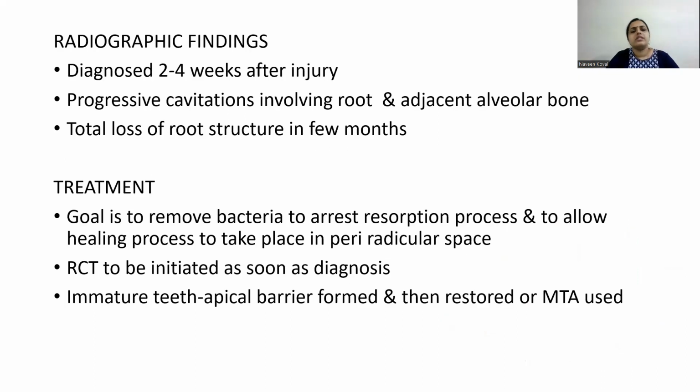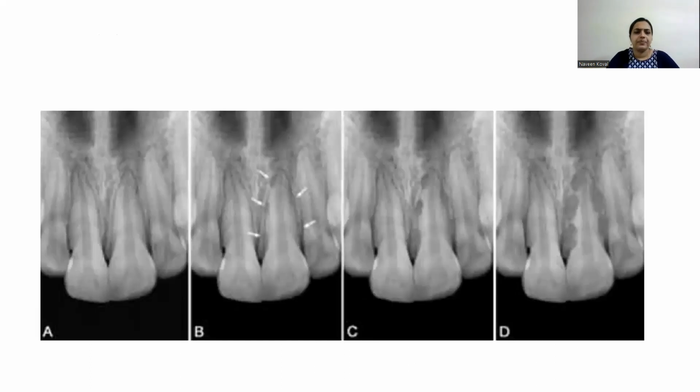Then the radiographic finding: it is usually diagnosed 2 to 4 weeks, around a month, after injury. Progressive cavitations involving the root and adjacent alveolar bone can be seen in radiographs. Total loss of root structure occurs in a very few months, since it is very rapidly progressing. The treatment goal is to remove the bacteria to arrest the resorptive process and to allow the healing process to take place. The main goal is that RCT should be initiated as soon as it is diagnosed. And if it is an immature tooth with an open apex, then an apical barrier should be formed and then it can be restored. You can use MTA.